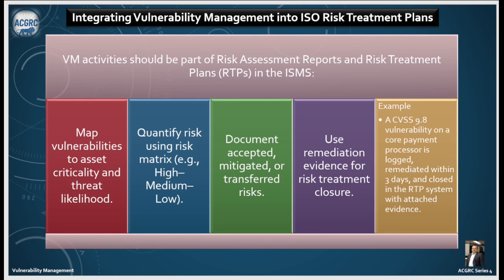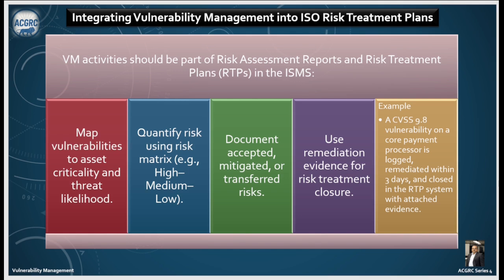So what is the role of VM? Well, vulnerabilities like unpatched software, misconfigured systems, or outdated tools are a major source of information security risk. That's why a good risk treatment plan must include finding vulnerabilities, assessing their risk, and deciding how to treat them. VM becomes a practical way to treat real risk.